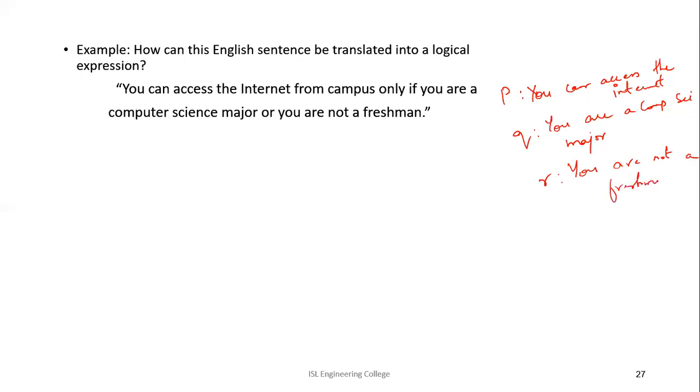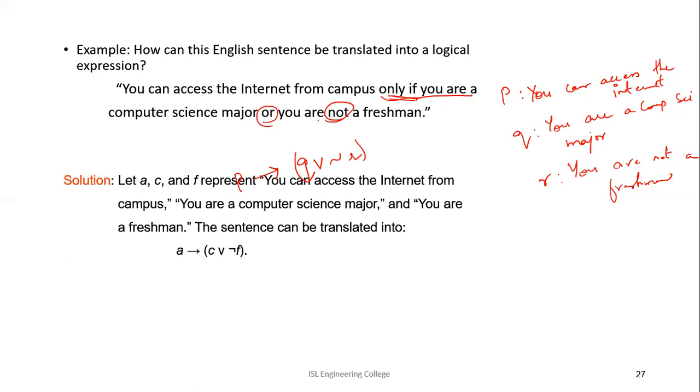Now for this statement to be converted into a logical expression, this is very simple. Here we have an only if, and you can access the internet from campus only if you are a computer science major or you are not a freshman. So this part can be done easily since we have an or and a not. So we have Q or negation of R, and this is P implies Q or negation R. Let's look at the solution. So here the same thing has happened, that the variables are different. We have used A, C and F, and you can access the internet as A. So A implies C or negation F.